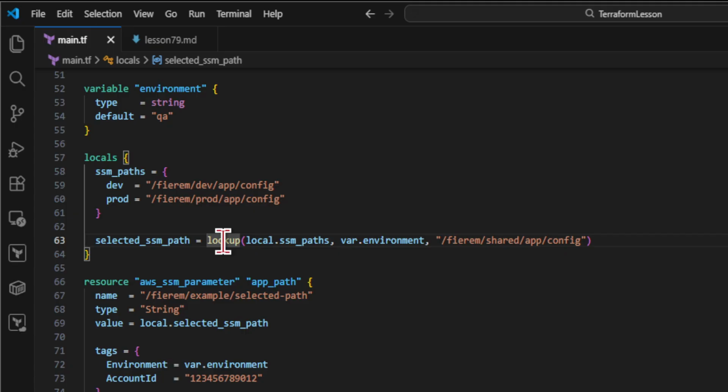Lookup is most useful when one input may or may not exist in a map of environment-specific values. The mechanism is a keyed read against a configuration table. The outcome is that one module can support multiple environments without forcing every environment to define every override. This keeps your defaults centralized and reduces the chance that a missing branch breaks the plan.